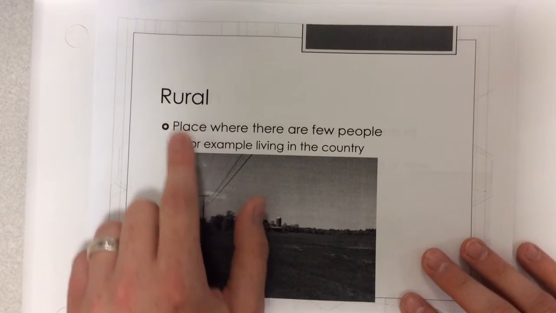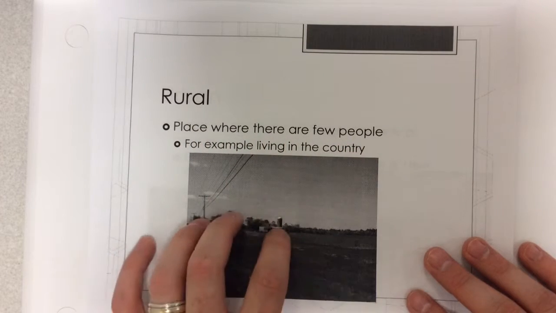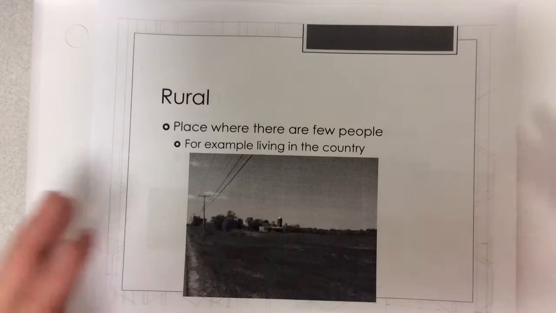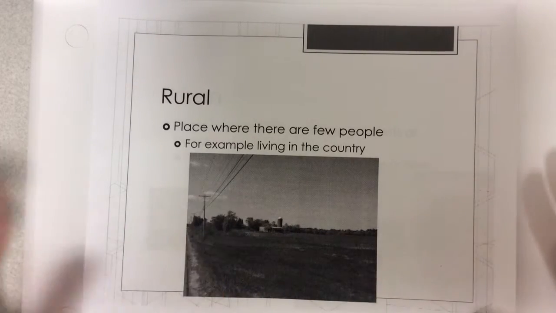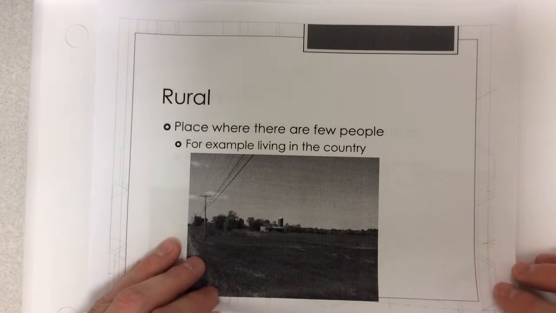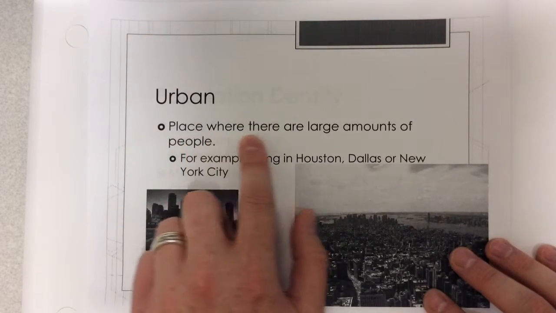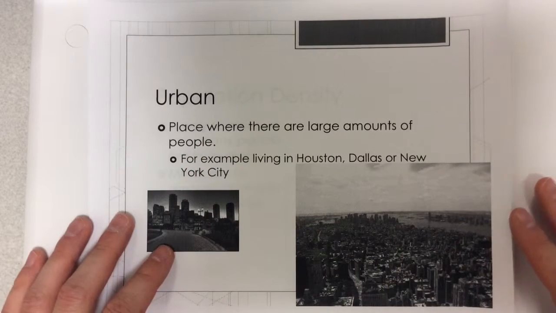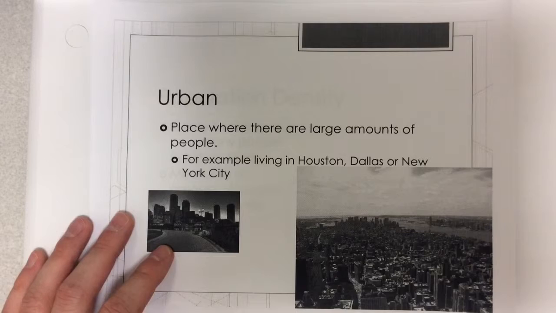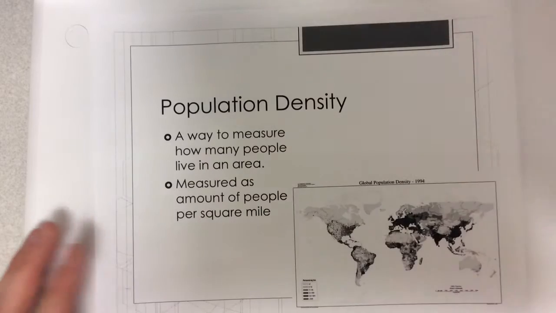Another term we have is rural, a place where there are few people. So oftentimes we think this is people living in the country away from everybody. So there's like one single house here and nobody else for miles around. That's rural. The opposite of rural is urban, and it's a place where there are large amounts of people, like Houston, Dallas, New York City, where you have millions of people living there and you may not even know anybody.